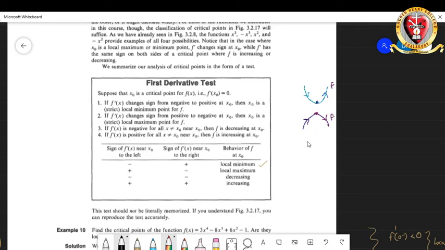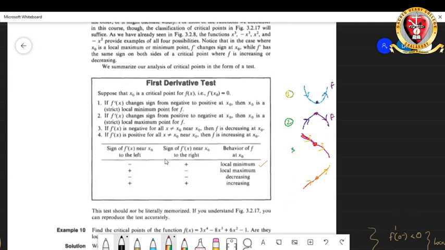That will become a local maximum. Now, if f dash is negative, the function is moving down, and again the function is moving down, then we say that the function is decreasing at this point. Similarly, if the derivative is positive at x naught and again positive, that means the function is increasing. Here the function is decreasing. So this is 1, 2, 3 and 4.